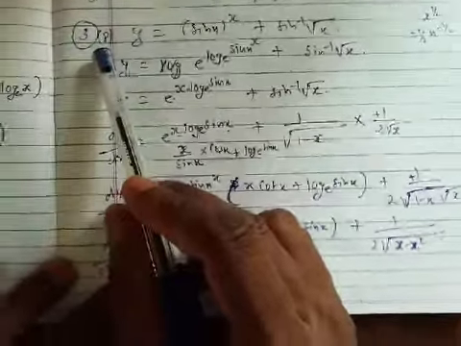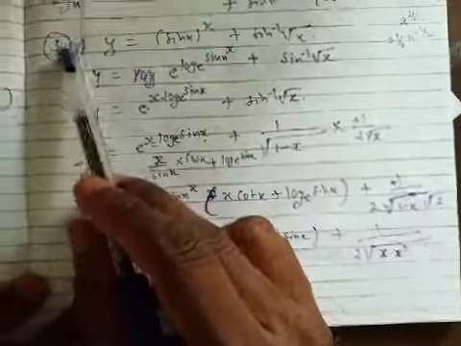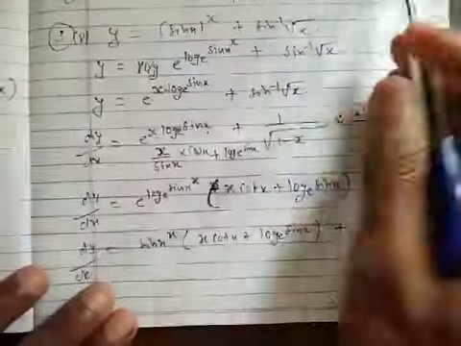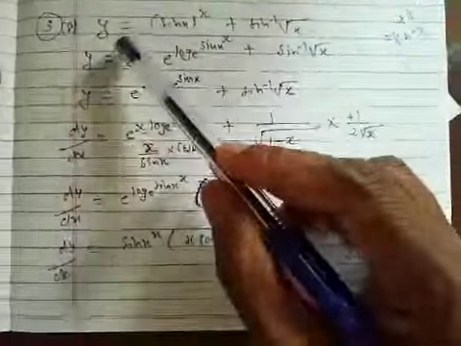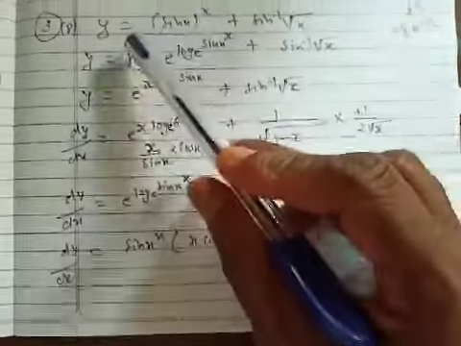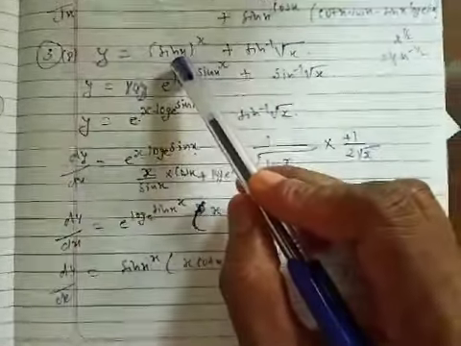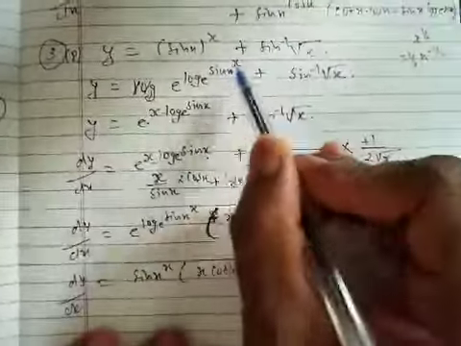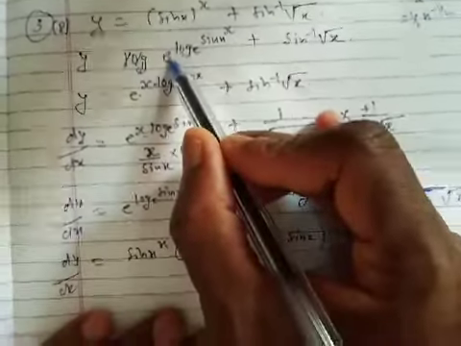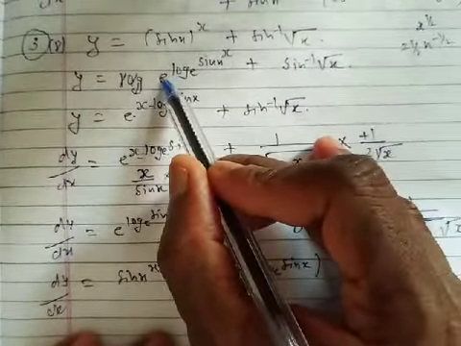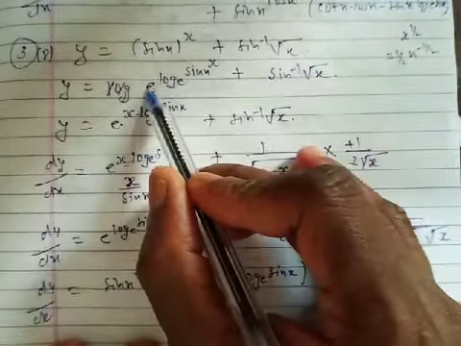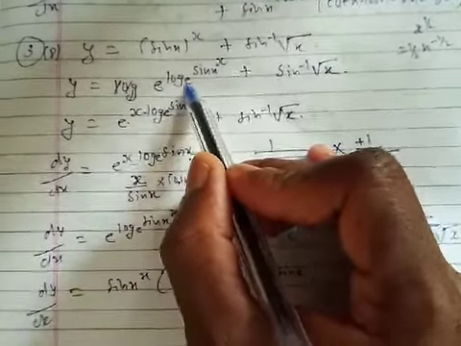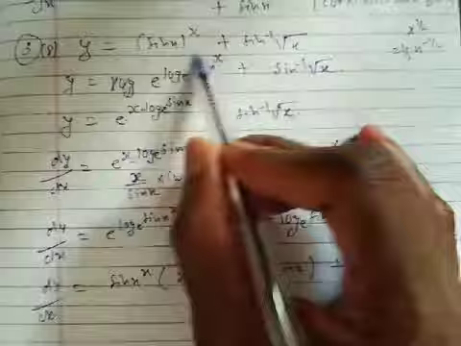Let's start with exercise 5.4 again, an alternative method for the 8th sum. Y is equal to (sin x) raised to x plus sin inverse root x. We can apply log here, which we were doing separately, but if we apply log e raised to log e, then you can individually apply it.